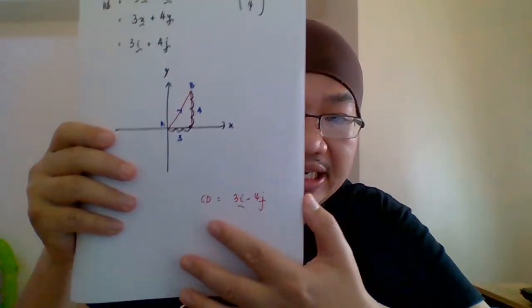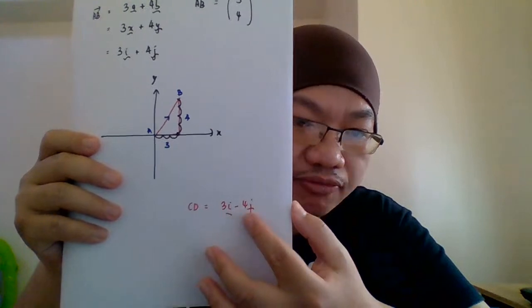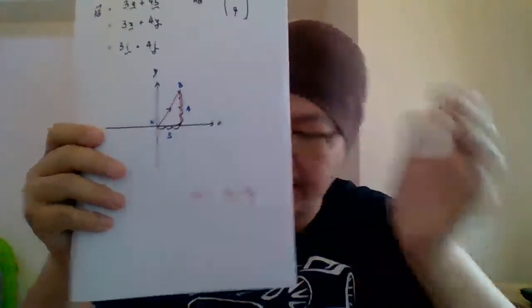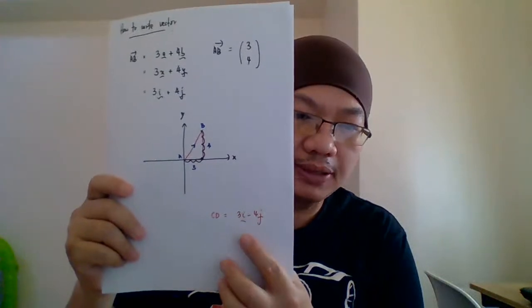Okay guys, just now I was talking about all the values being positive, right? How about if one of the values or both values are negative? Let's say I have a vector CD, CD equals 3i minus 4j. Okay, I have this vector CD equals 3i minus 4j. So how to write this vector?